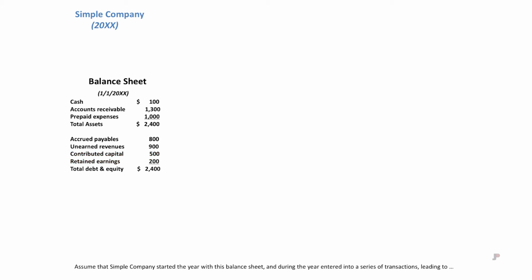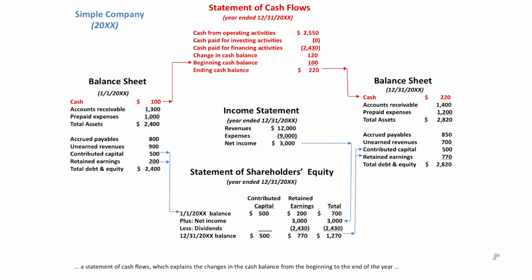Assume the Simple Company started the year with this balance sheet, and during the year entered into a series of transactions leading to a statement of cash flows, which explains the change in the cash balance from the beginning to the end of the year, a statement of shareholders' equity, which explains the changes during the year in the shareholders' equity accounts, an income statement which matches expenses against revenues, highlighting net income, and finally a balance sheet, which reflects the company's financial condition at the end of the year.